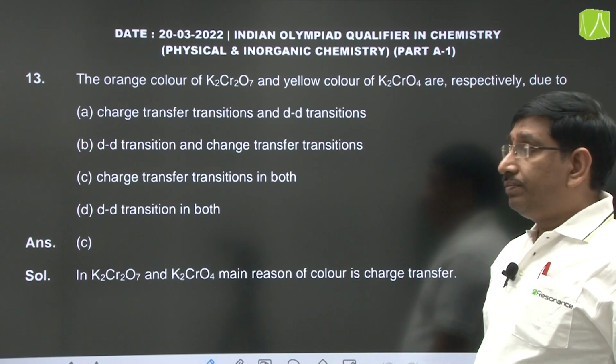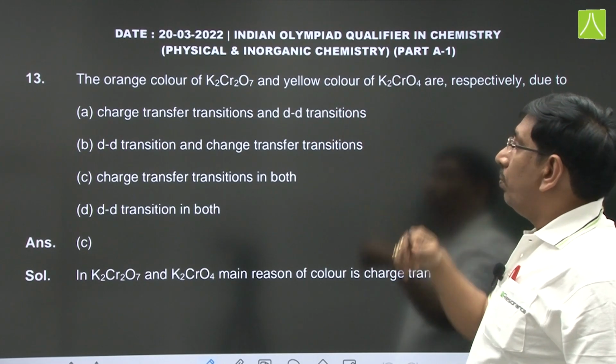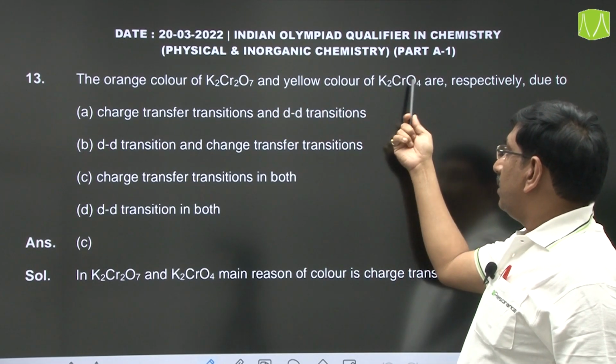Next, d block compounds, that is potassium dichromate and potassium chromate. It is orange red in color, and it is yellow in color.